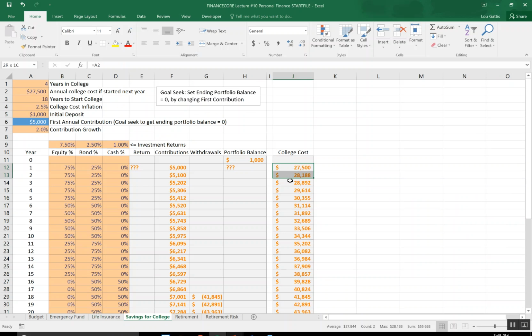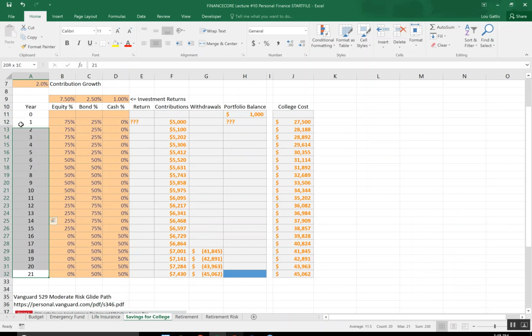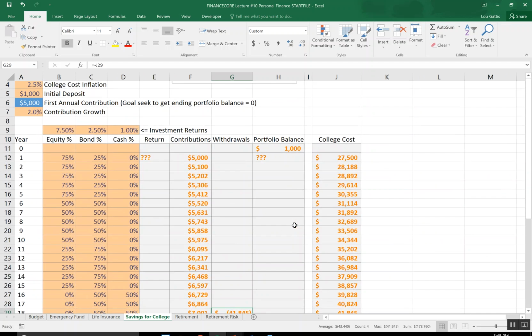So the first thing I'll do is look over here. I have years 0 through 21. So this is the child's life. Year 18, the child starts college. How much is college going to cost?